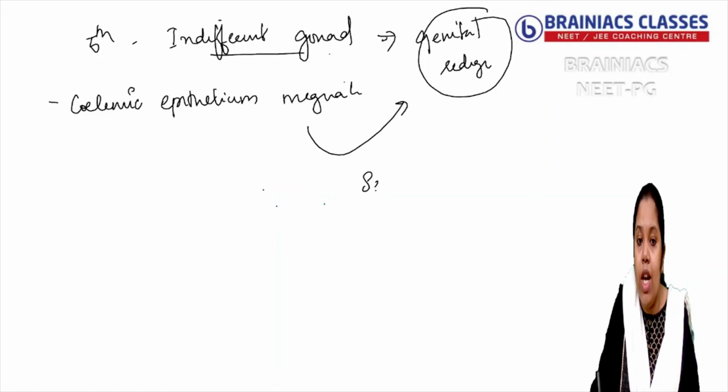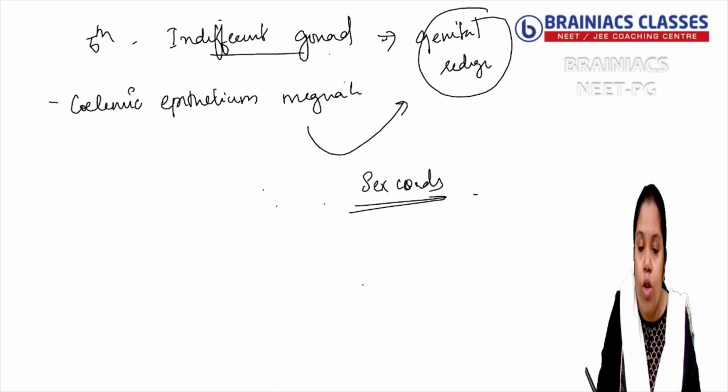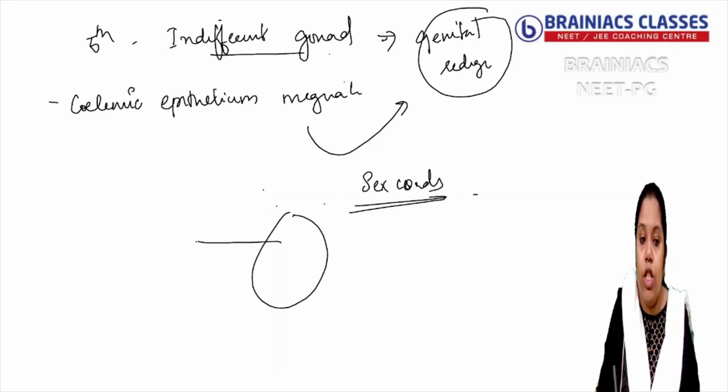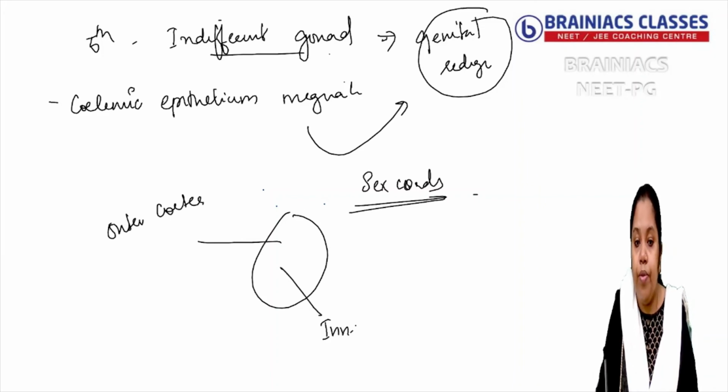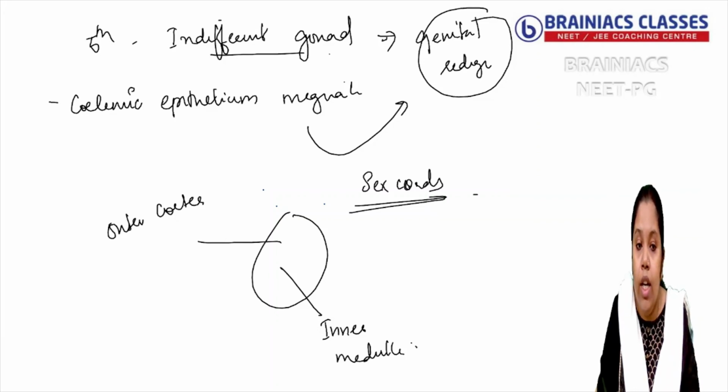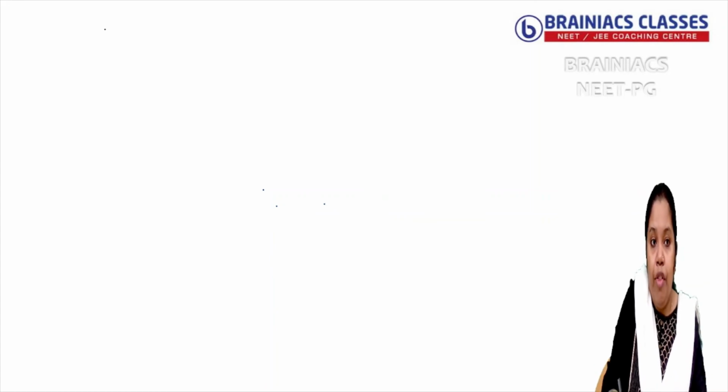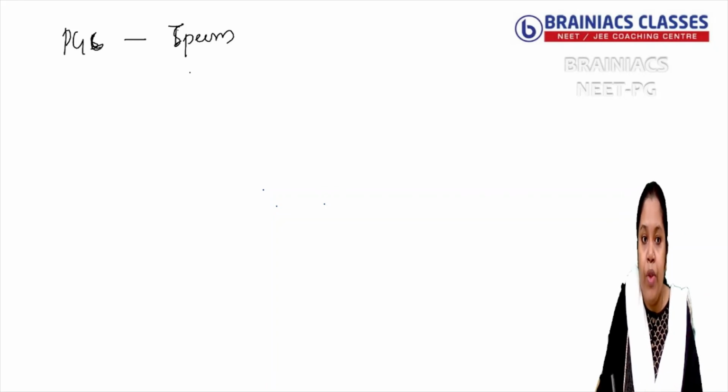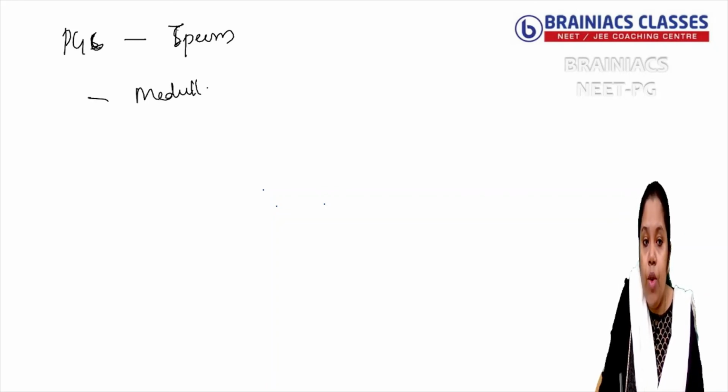It will form sex cords in the genital ridge, dividing the genital ridge into an outer cortex and an inner medulla. The sex cords will differentiate into outer cortex and inner medulla. If the primordial germ cell that reaches the gonad is XY, then because of this TDF, the medullary cords will differentiate.